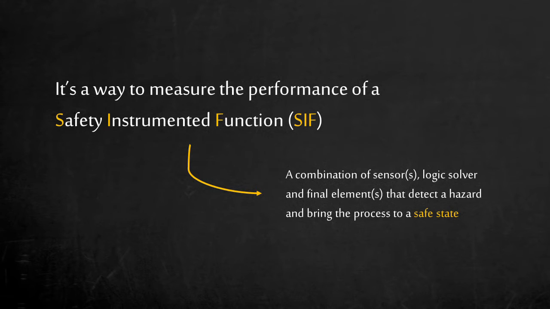As an example, you can use a pressure transmitter to detect high pressure in the process and signal a valve to close. This is an automated function that can bring the process to a safe state. It is important to understand that safety integrity level is applied strictly in the context of a safety instrumented function. SIL describes the ability to reduce risk.